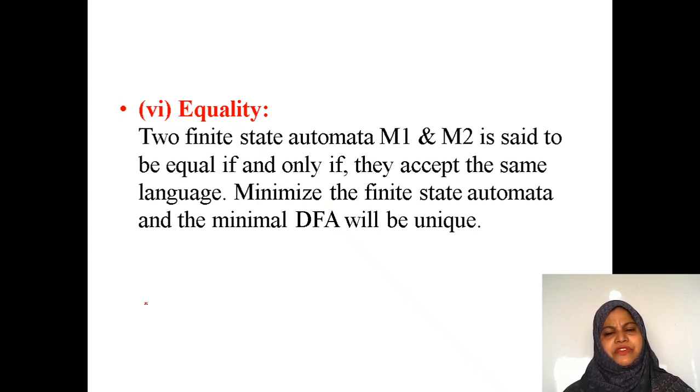If the string is accepted, that particular language is going to be accepted. If the two finite automata M1 and M2 both accept the same set of strings, the same set of languages, then those two finite automata are equivalent. Or minimize the finite automata, and the minimal DFA will be unique. Whenever we minimize those finite automata, we get only a unique finite automaton. Then we decide that M1 and M2 are both equal.